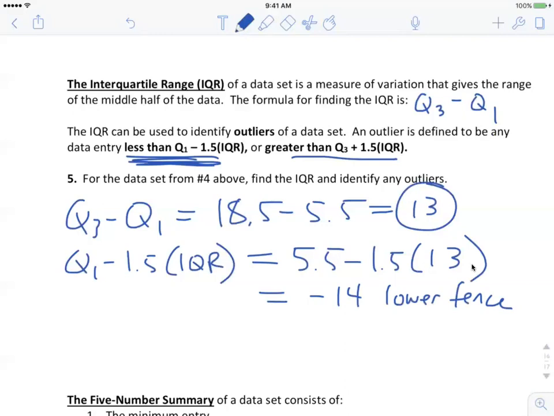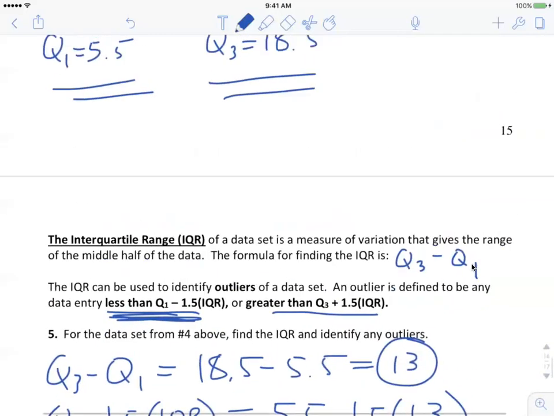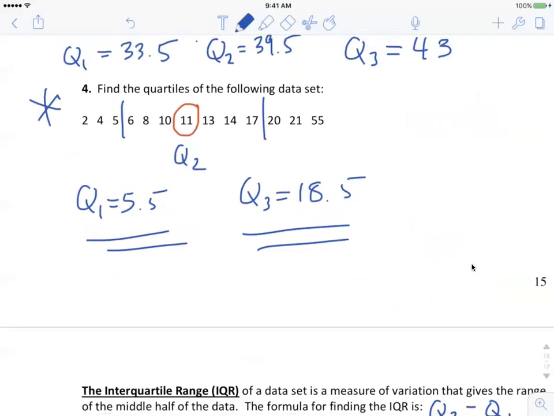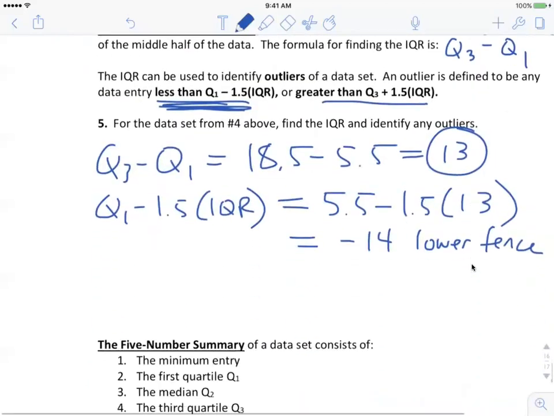If I look at my original data set though, all of these numbers are positive. There's nothing that's less than negative 14. So the lowest I have is a 2. So there's no outliers on the lower end. Okay. How about the upper end?